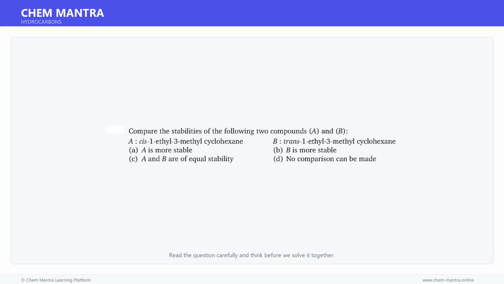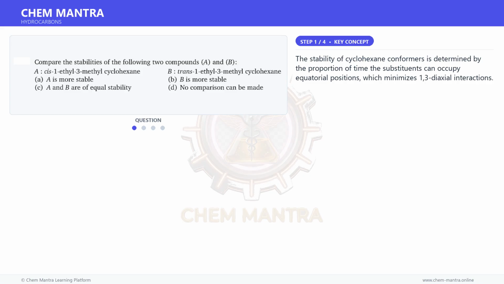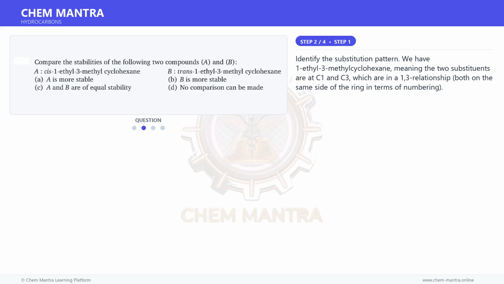Here is a question. Read it carefully and think about the answer. Let us solve it step by step. Let us first understand the key concept here. The stability of cyclohexane conformers is determined by the proportion of time the substituents can occupy equatorial positions, which minimizes 1,3 diaxial interactions.